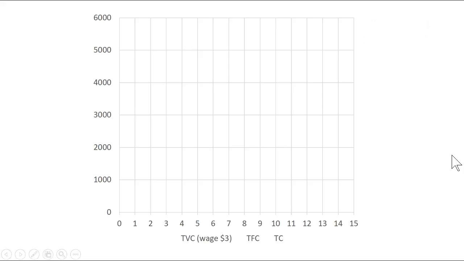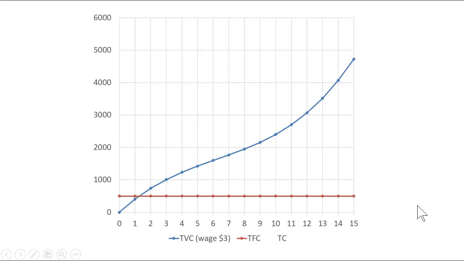First, we'll put in the total fixed costs. Total fixed costs were 500, no matter how much is produced. So there's our total fixed cost curve. It's always 500, no matter how much is produced. Now let's put in the total variable cost curve. So we've got this snazzy looking curve here.